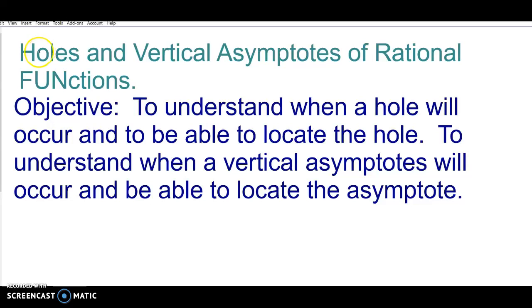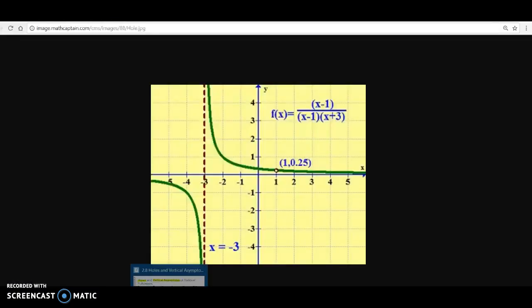Holes and vertical asymptotes of rational functions in particular. On a graph, we can potentially have vertical asymptotes, and we could also potentially have holes. So for example, I have a little picture here. Here's a rational function graph. We have this vertical asymptote, and we also have a hole at this spot.